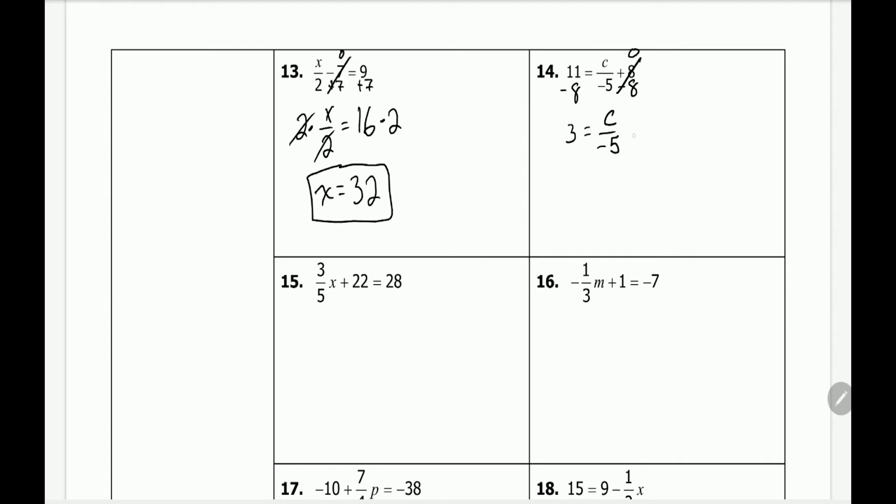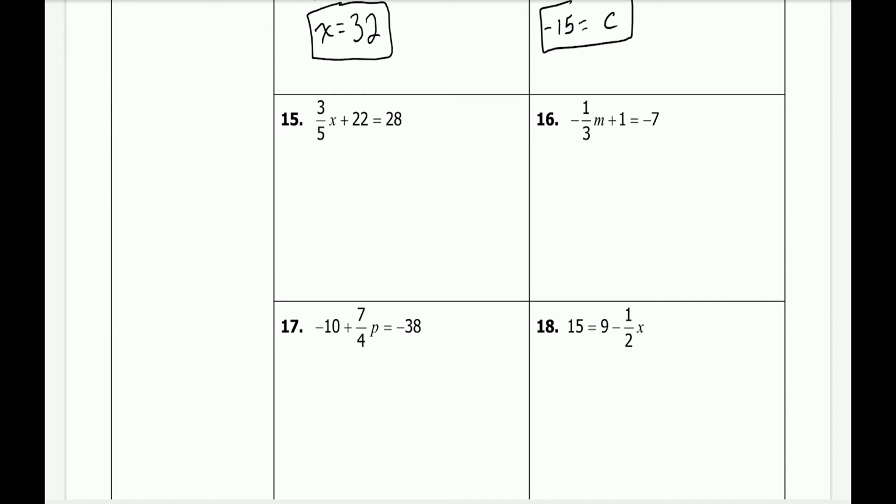Alright, we have to get rid of this division by negative 5. So it means we have to multiply by negative 5. So this cancels. We're left with c on the right side. And then we have negative 5 times 3, which is negative 15. And that right there is our final answer.